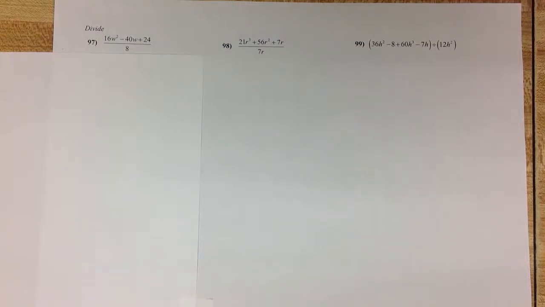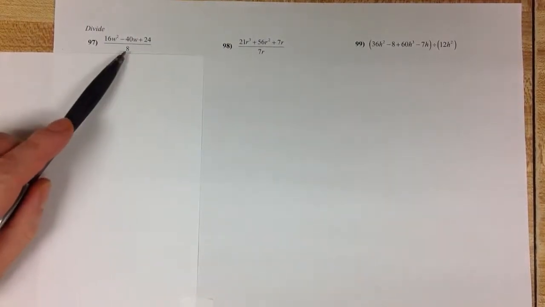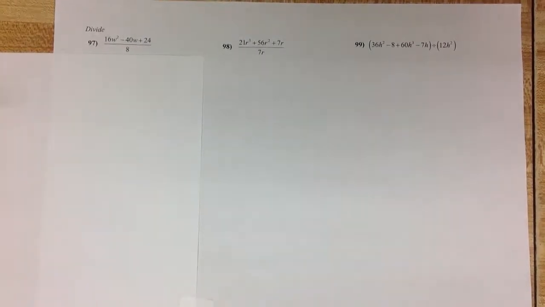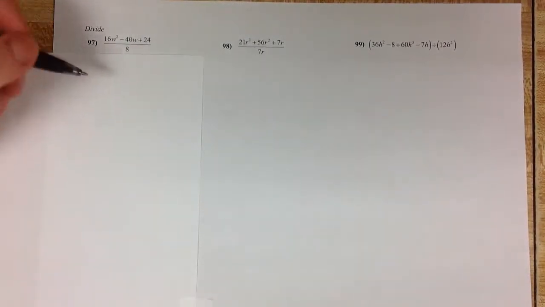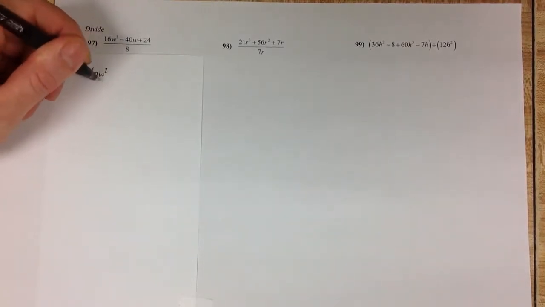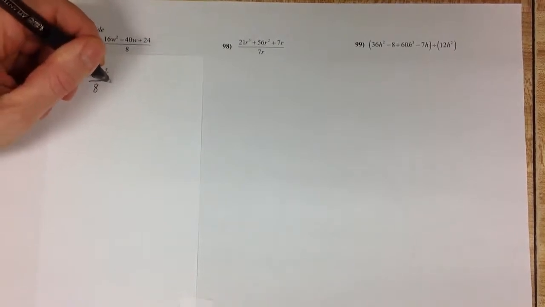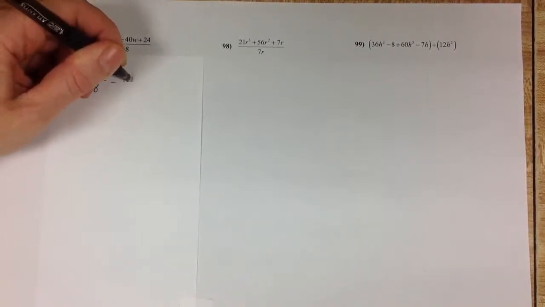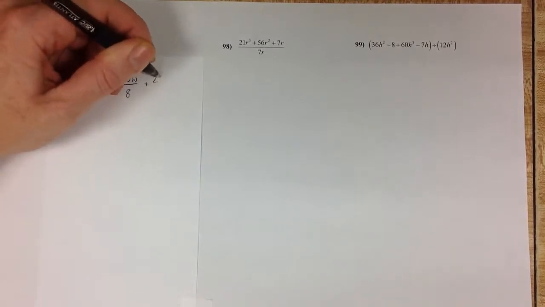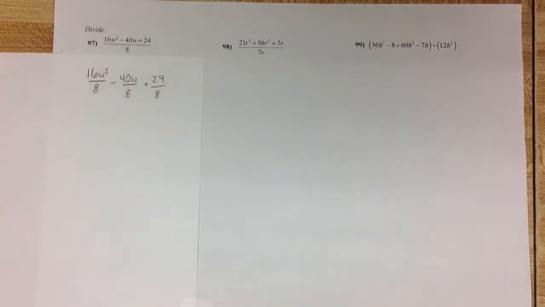To do division with polynomials, we're just going to divide the denominator into each term that we have in our numerator. So for this first problem, the 16w squared will get divided by 8. The 40w will get divided by 8. And the 24 will also get divided by 8. And we reduce the fractions here the same way that we did back before fractions had letters in them.